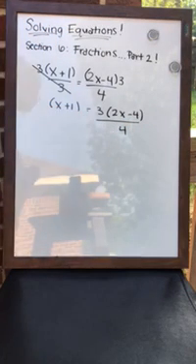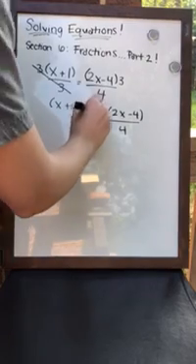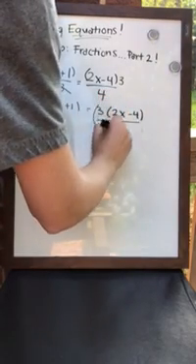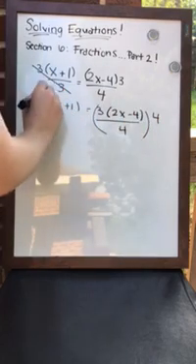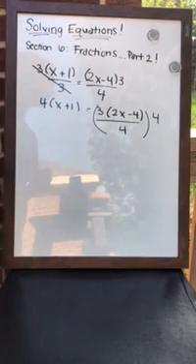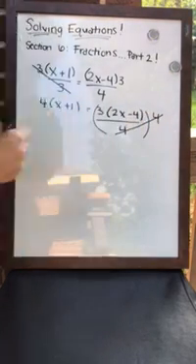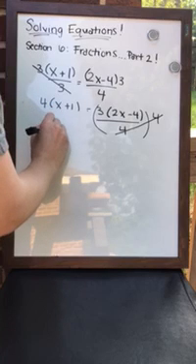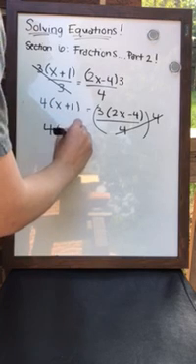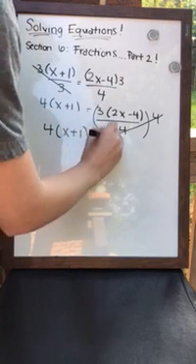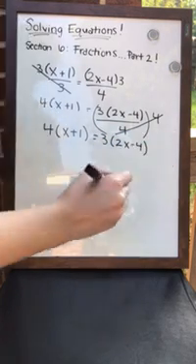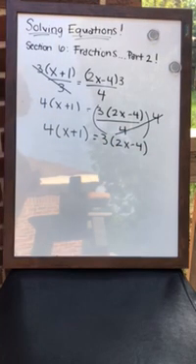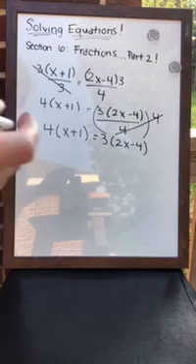I still have a fraction here. Remember, the way to get rid of that is to multiply a 4 in the numerator, so this whole side by 4. And if I do that on this side of the equal sign, I need to do it on this side of the equal sign. So the 4 cancels, and I'm left with 4x plus 1 equals 3, 2x minus 4.